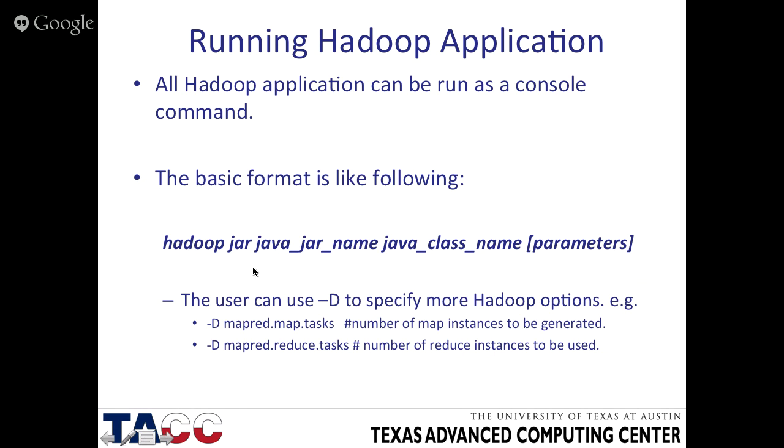Instead of calling java jar, which you normally do with a Java application, you need to do either hadoop jar or yarn jar. Both scripts do similar things here. It's just jar followed by your jar name, then whichever class in your jar you want to run, then any parameters associated with that.